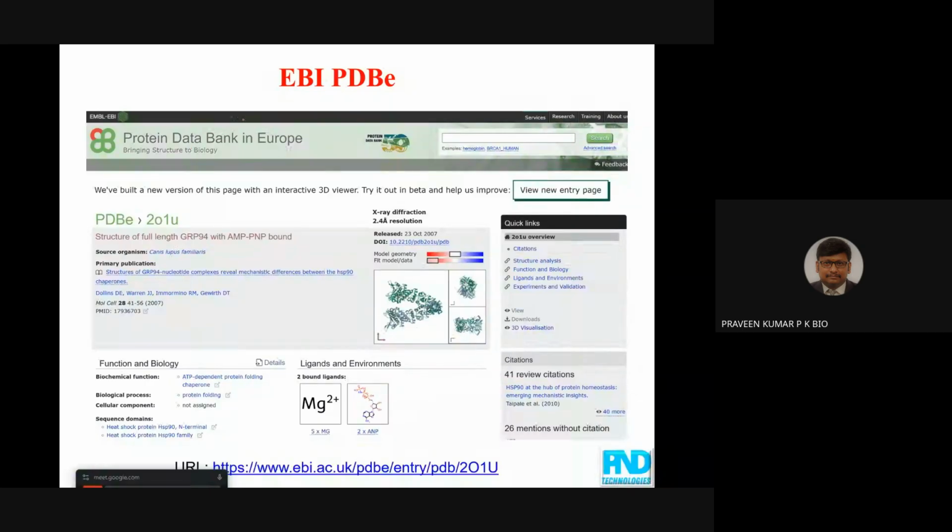And this is another structure database for a target, from EBI, the European Bioinformatics Institute, called PDBe. Okay, so this is another protein structure database. Here also we can download the 3D structure. How to explore it? Just search through a four-letter PDB ID. Just type and search, and you'll get this information. To download, you can use the download options.